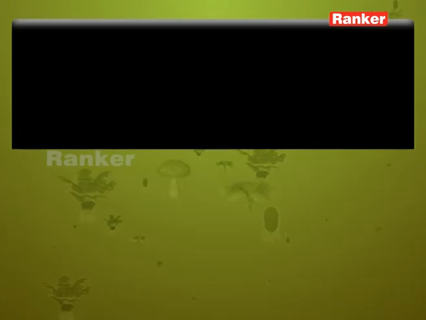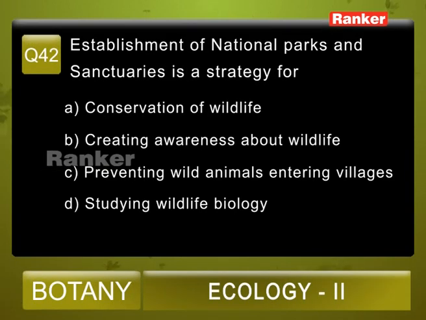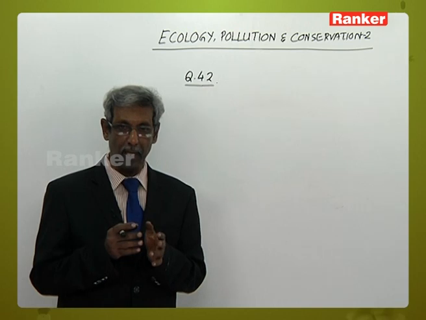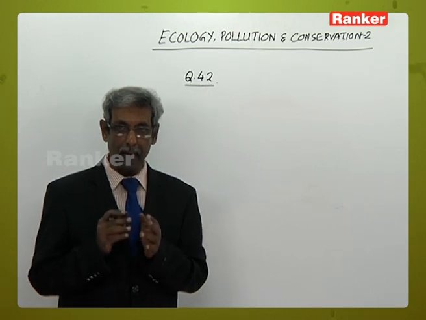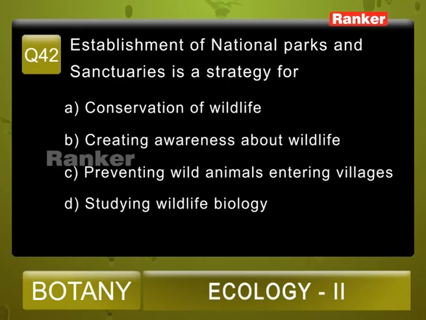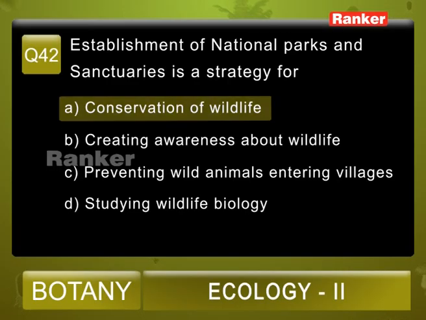Question number 42. Establishment of national parks and sanctuaries is a strategy for A. Conservation of wildlife, B. Creating awareness about wildlife, C. Preventing wild animals eating villages, and D. Studying wildlife biology. Whenever we have a national park or a sanctuary, the objective of a national park and sanctuary is conservation of wildlife. Hence, the answer is A.